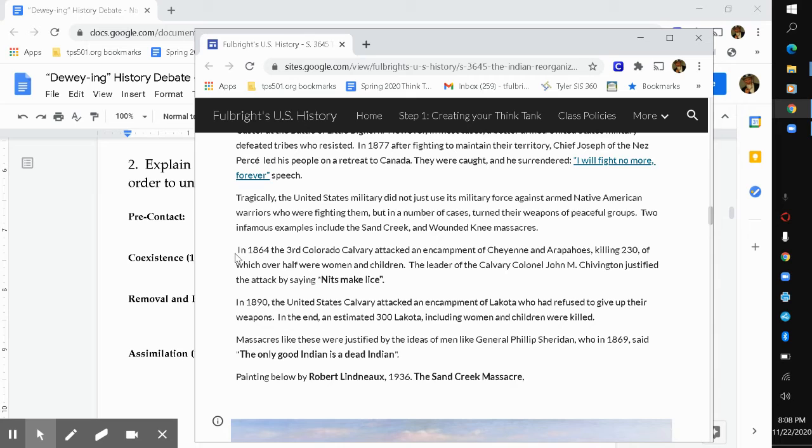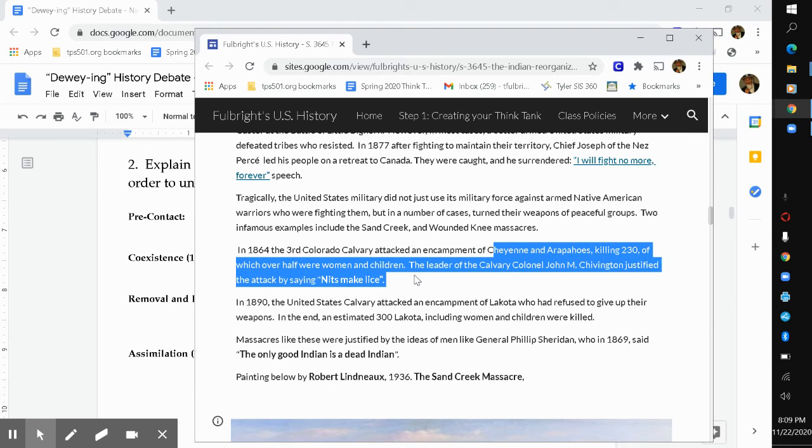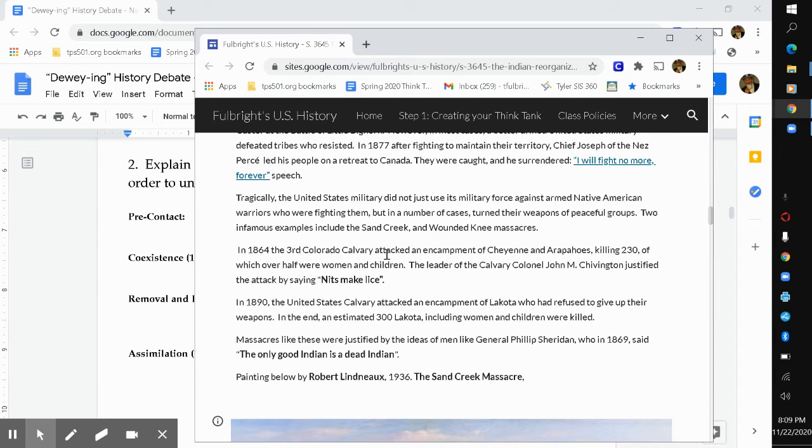In 1864, the 3rd Colorado Cavalry attacked an encampment of Cheyenne and Arapahoes, killing 230, of which over half were women and children. The leader of the cavalry, Colonel John M. Chivington, justified the attack by saying, "Nits make lice." And this is just an absolutely horrible thing that was said. It did not justify the absolutely horrible thing that was done. This encampment of Cheyennes and Arapahoes was a peaceful encampment, and they opened fire on them. And he justified saying, young Native Americans grow into old Native Americans who are then, I guess, more problematic to deal with.